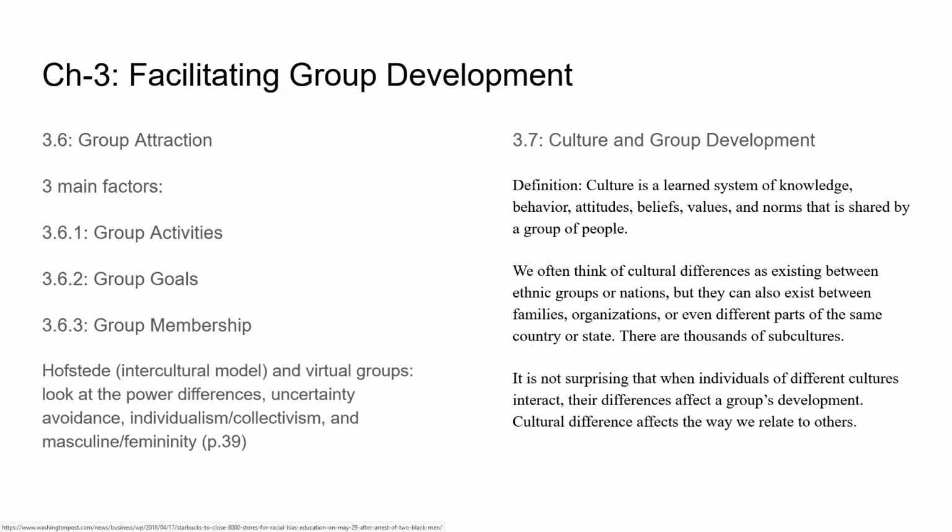So, okay, let's talk about 3.7, culture and group development. So the definition of culture: it is a learned system of knowledge, behavior, attitudes, beliefs, values, and norms that is shared by a group of people. So I can belong to the Rasta culture where we listen to reggae music, we're Rastafarians, mostly originated in Jamaica. And there's something that we learn in terms of knowledge. We behave a certain way. We have certain attitudes. We learn these beliefs and values and we share these norms. And then there you go.